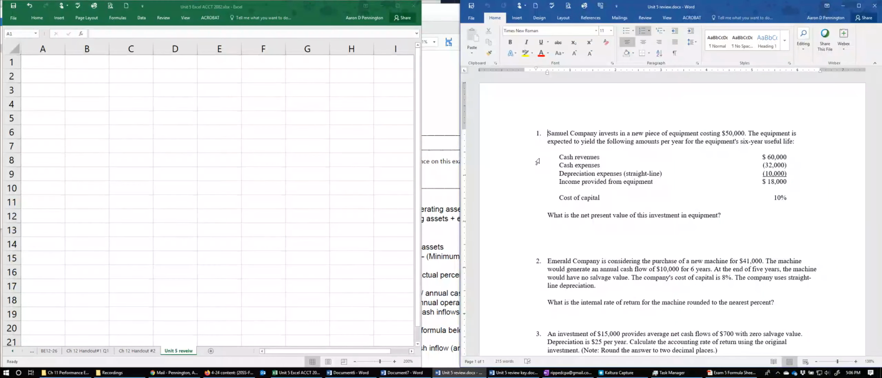So we want to look at cash flows. We can think net. So the 60,000 is an inflow. The cash expense of 32 is an outflow. So net, those amount to 28, and it is a 6-year useful life for the equipment. All right, and cost of capital is 10%.